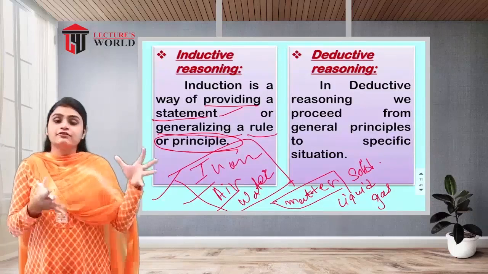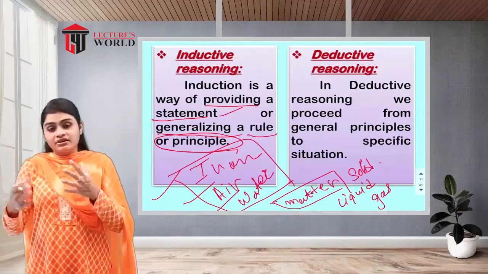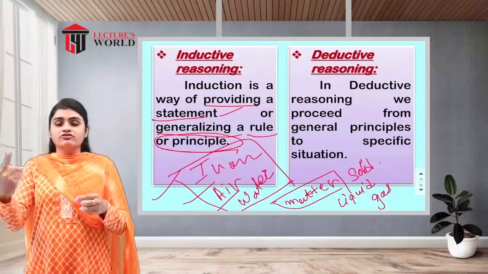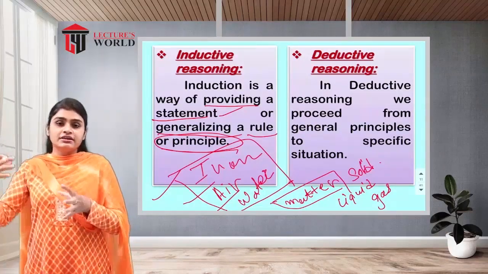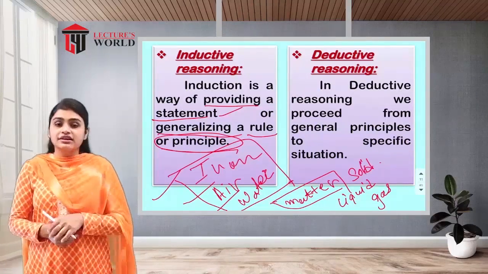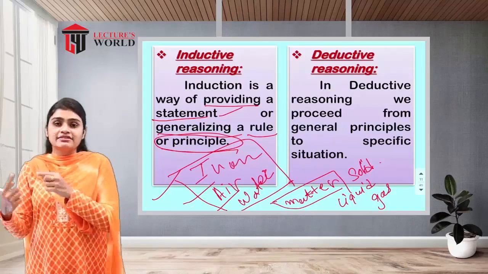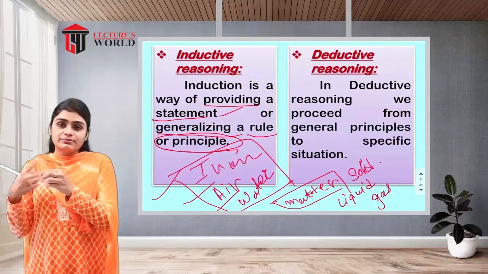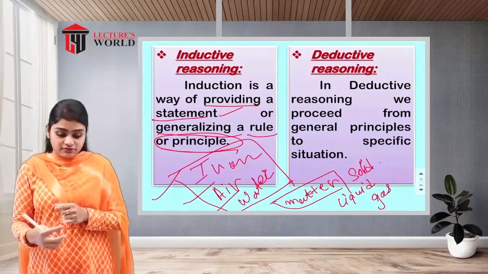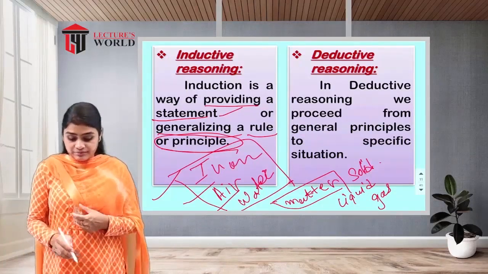So from this specific example, we have generalized the rule and implemented it in similar characteristics or similar situations. That is called inductive reasoning. The specific statements we are generalizing, and the generalized principles we are implementing in the same or similar situations. That is called inductive reasoning.